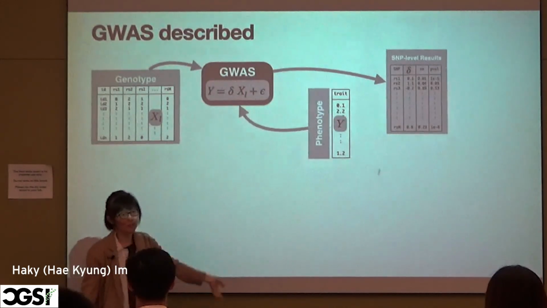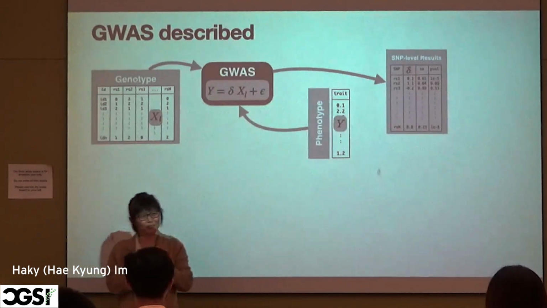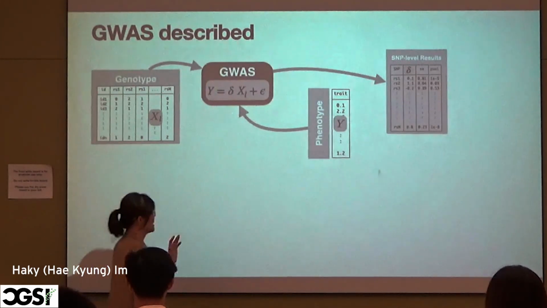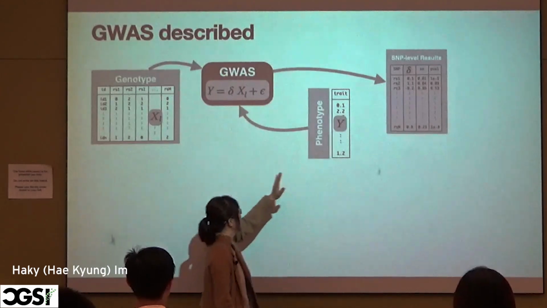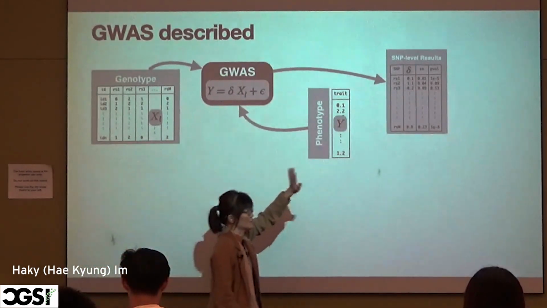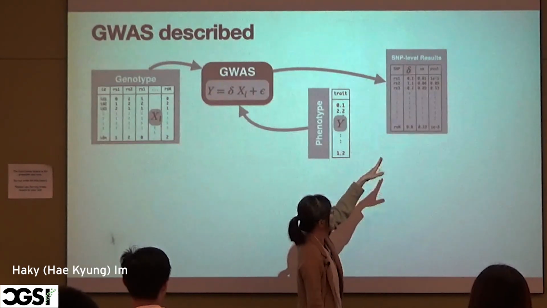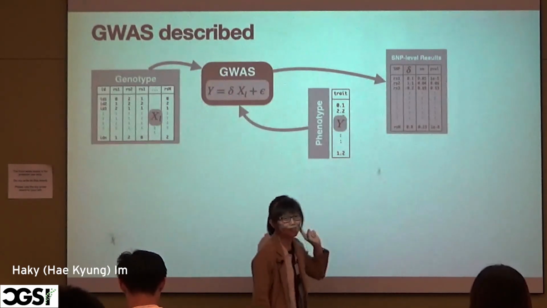And then what do you do in a xWAS? You already know, but it's just the simplest thing you could ever think of doing with this data, which is run a linear regression of your Y on each one of these columns, one at a time. That gives you this table of xWAS results. Rows are SNPs now, and columns. So I like to call this delta.